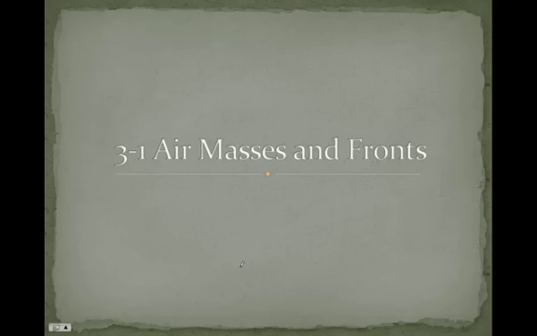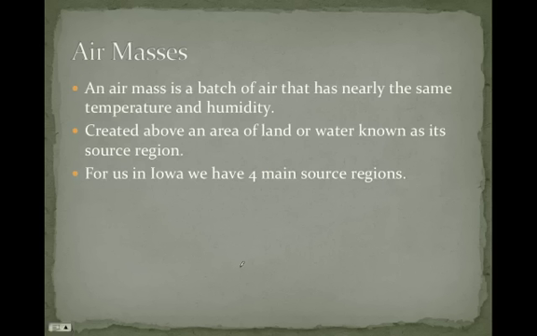Unit 3-1, air masses and fronts. Air masses. An air mass is a batch of air that is nearly the same temperature and humidity. It is created above an area of land or water, which is known as the source region. For us in Iowa, we have four main source regions.